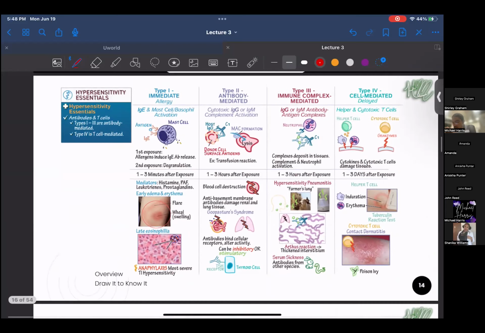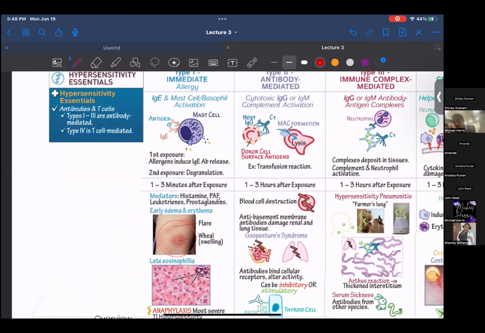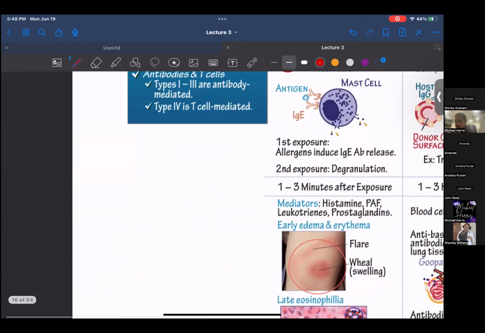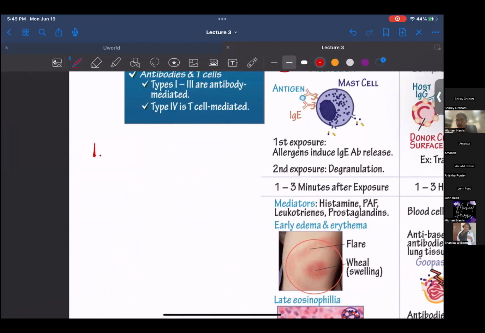So here's the picture. Let's work these things through. Just like I said, type 1 has to do with antibodies, same as type 2 and type 3. What antibody are we dealing with here? IgE. So essentially, this is what happens. The first time you get exposed to something that you are allergic to, let's say pollen or copper, which is another one that people get allergic to, or even a drug, let's say like amoxicillin or Augmentin, something along those lines, you get what is known as sensitized.